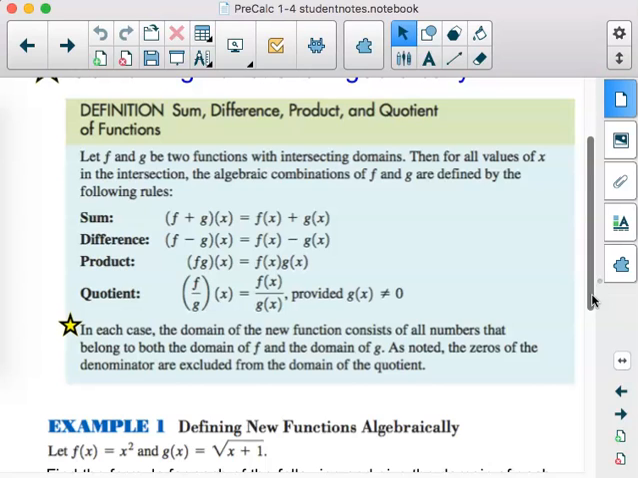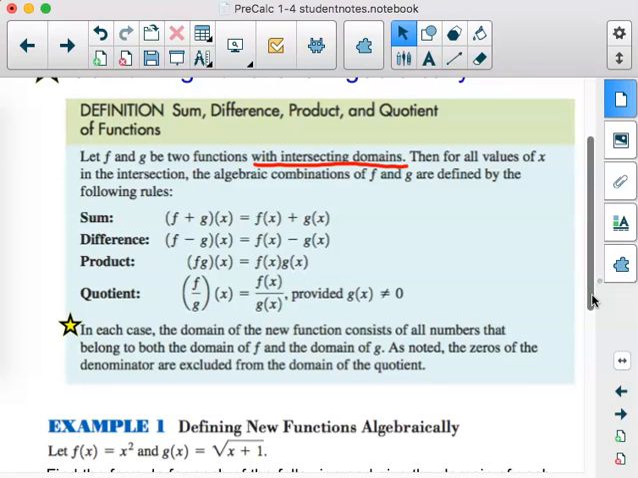Let f and g be 2 functions with intersecting domains. That is huge. Because we want to keep the author's intent, when they wrote the problem, there was a reason that they chose what they did. We have to make sure that we keep track of those intersecting domains. And like it says, for all values of x in the intersection, so it has to be in both of them. The algebraic combinations of f and g are defined by the following rules.